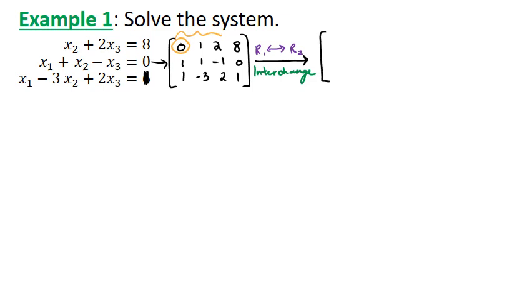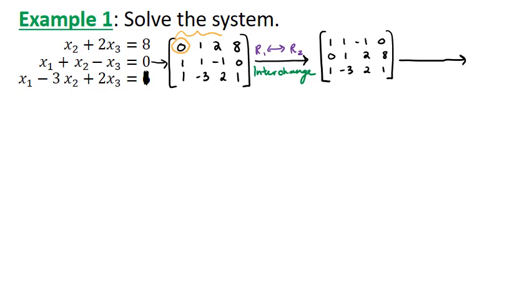So my matrix will become 1, 1, negative 1, 0, 0, 1, 2, 8. And then the third row remains the same, 1, negative 3, 2, and 1. And now we have 1 in that first entry, which makes us happy. Now, the next thing we want to do is we want everything below that 1 to be 0. So in that column, everything should be 0.